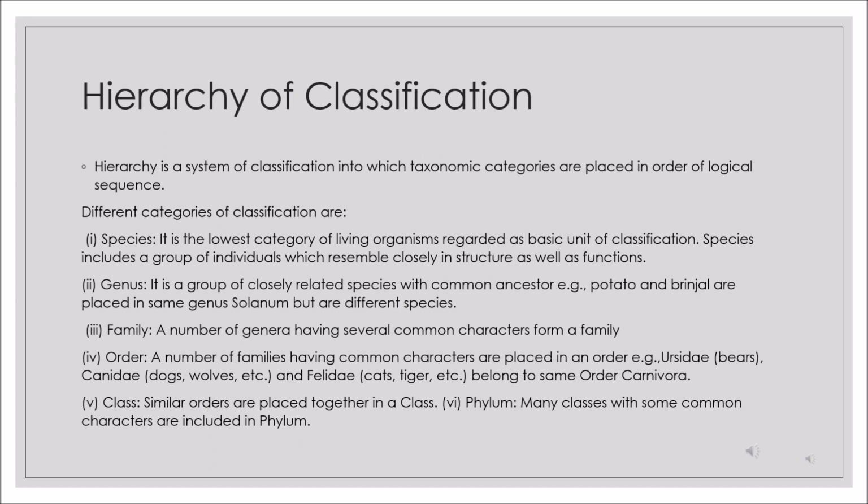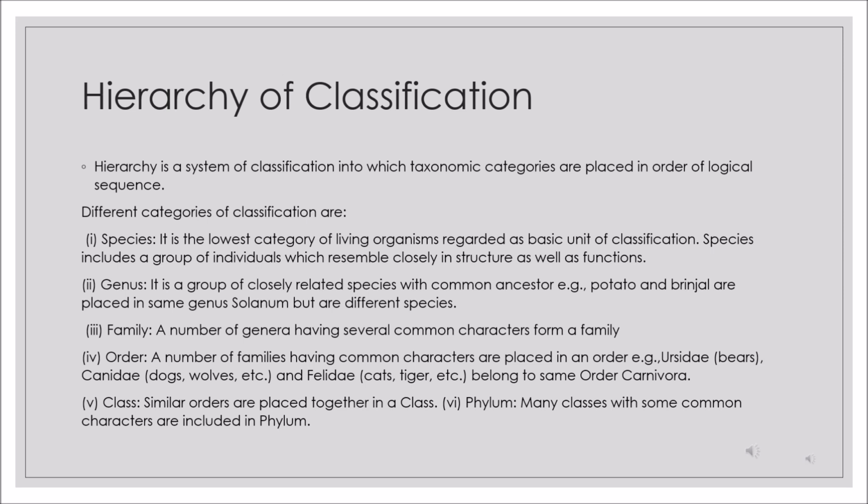Okay. So next is family. A family is a group of genera that have some common characters; the genera which have common characters are put together under one family. And next is order. In order, a number of families which have common characters are taken and placed under an order.